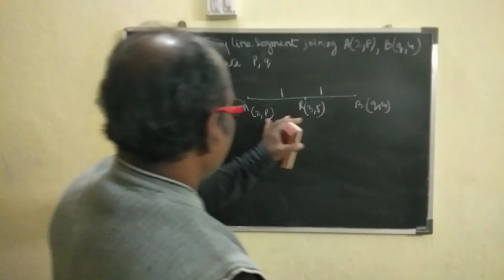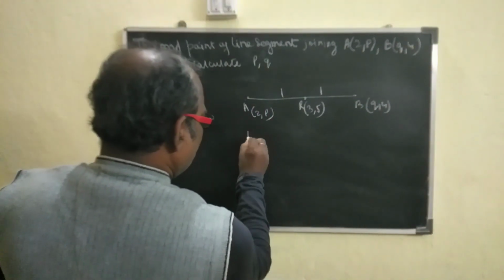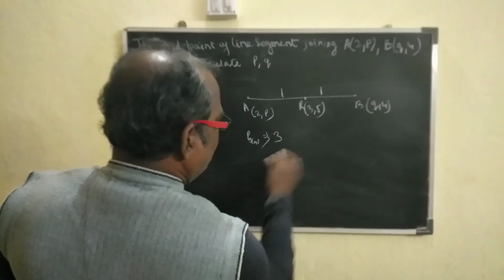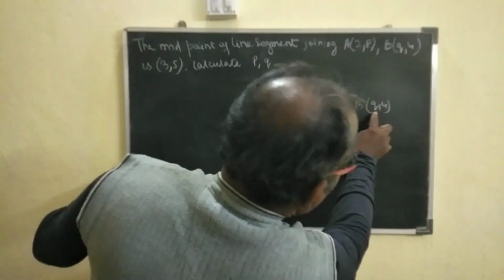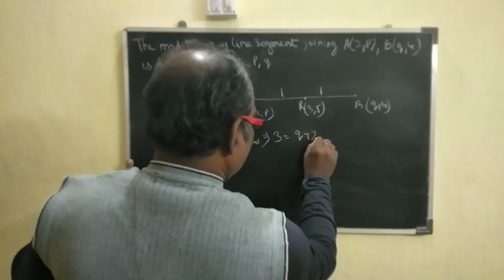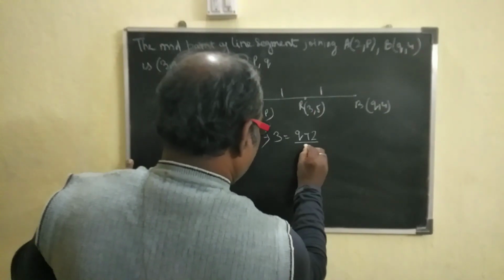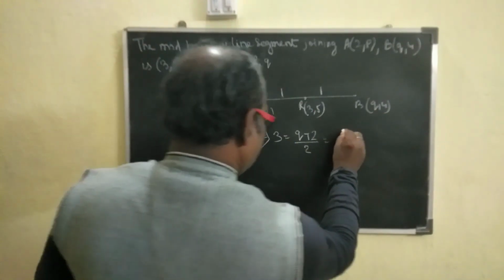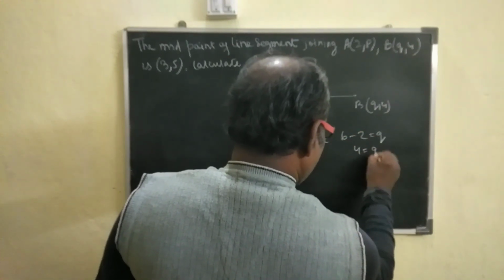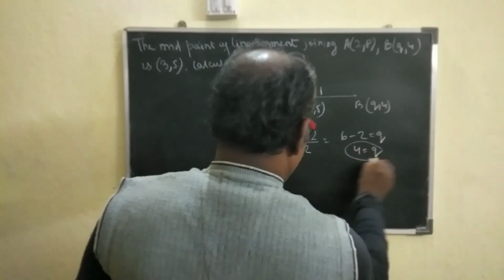So we have to find out the value of P and Q. So from here we can find out Rx, that is equals, here it is 3. 3 must be equals to 1 into Q, that is Q, plus 1 into 2, that is 2, by 1 plus 1 is 2. So 2 3s are 6, minus 2 equals to Q, that is 4 equals to Q. So the value of Q is 4.